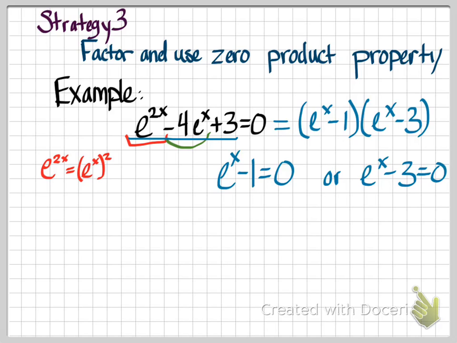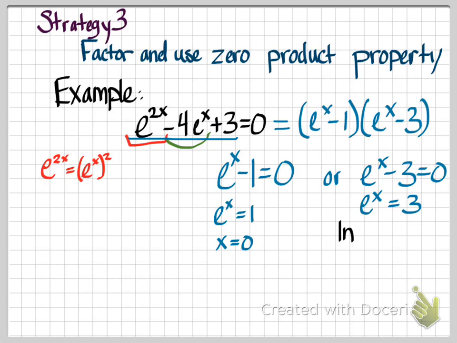E to the x minus 1 equals 0, or e to the x minus 3 equals 0. Solving the left-hand side by simply adding 1 to both sides, and then thinking about, okay, e to what power equals 1? Well, e to the 0 power, so x has to be 0. On the right-hand side, it's going to be a little bit more complicated.